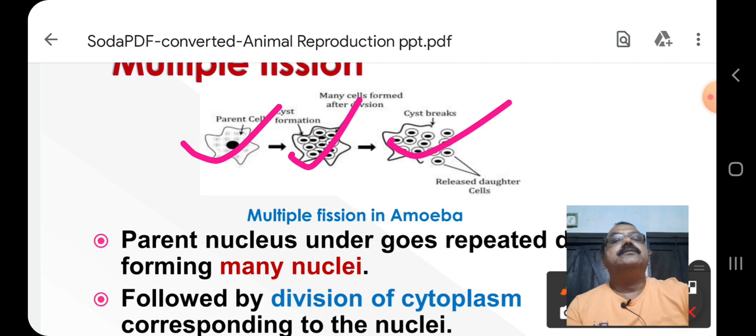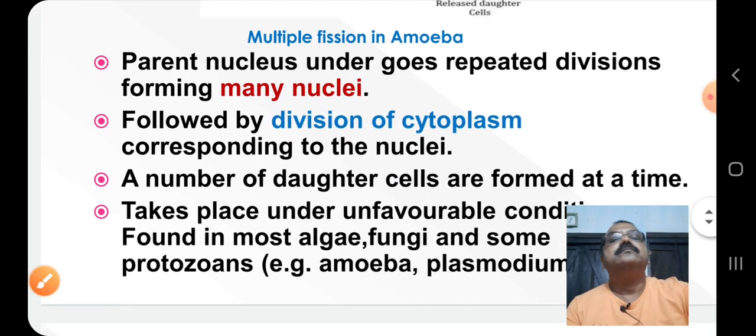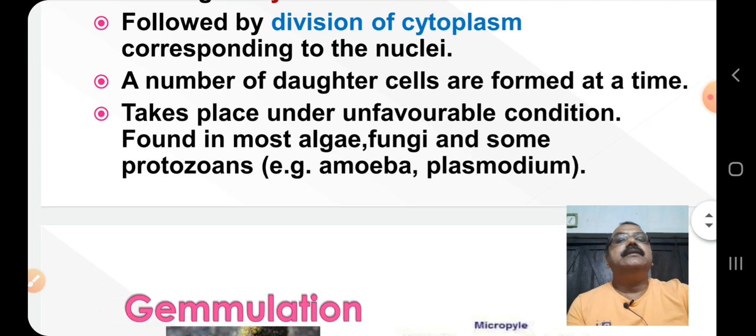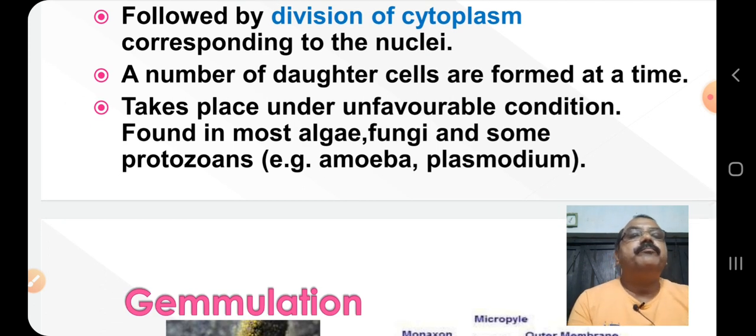In this process of multiple fission, the parent nucleus undergoes repeated divisions, forming many nuclei. The division of nucleus is followed by division of cytoplasm. A number of daughter cells are formed at a time. It takes place in unfavorable conditions, found mostly in case of algae, fungi and protozoans.